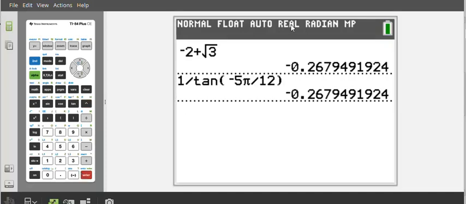All right, so these sum and difference identities are really, really useful for finding exact values of trigonometric functions for angles that do not appear on the unit circle.